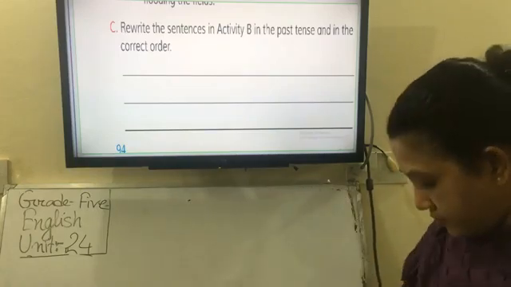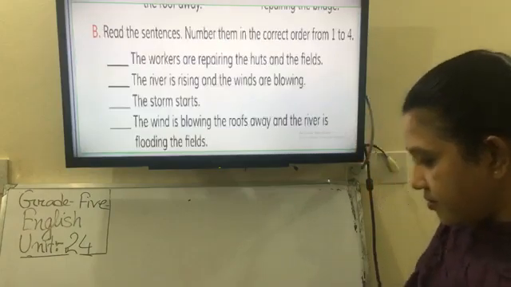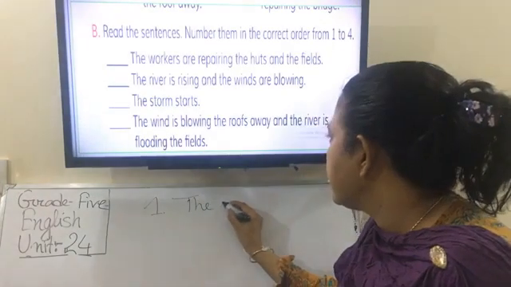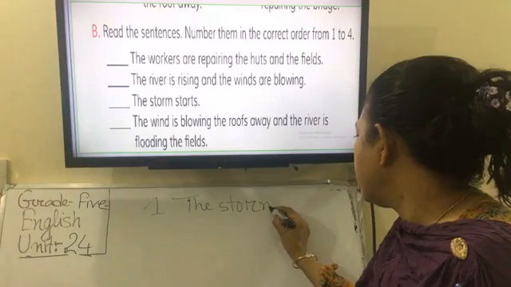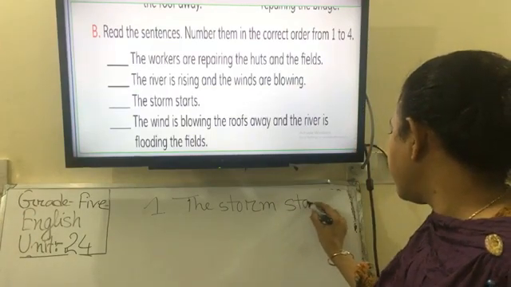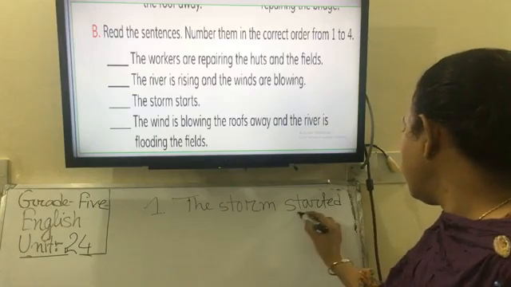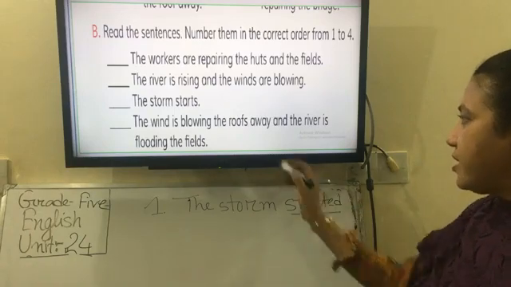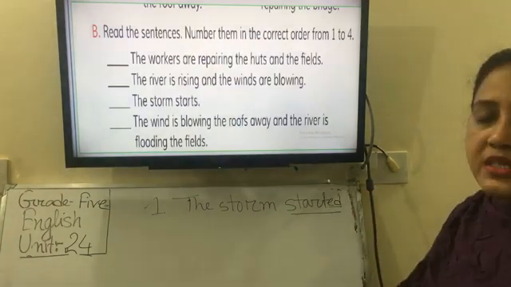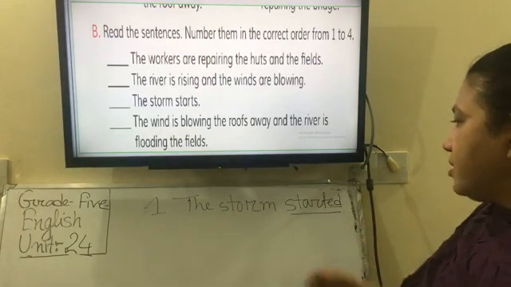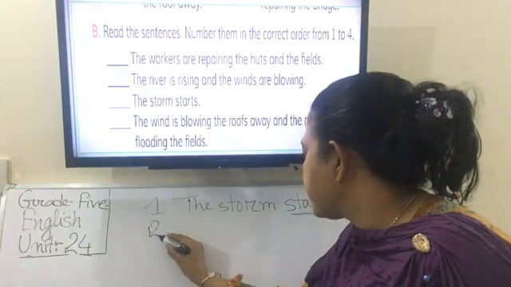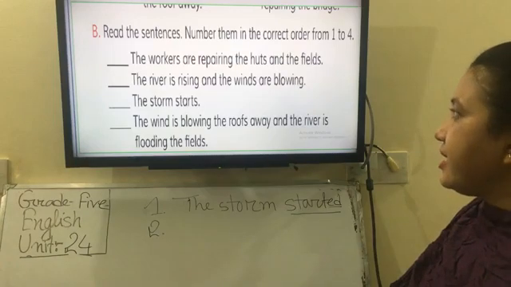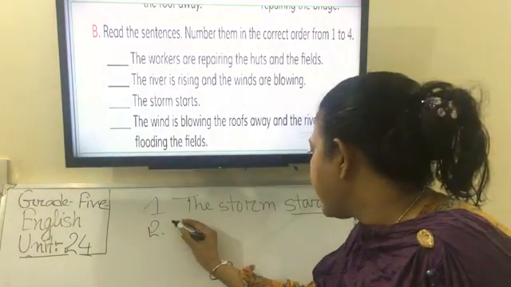So, the first one is the storm starts. Started. This is the first tense. Here it is starts. You have to write down ed for changing the tense. The storm started. Number two. The river is rising. The river was rising and the winds were blowing.